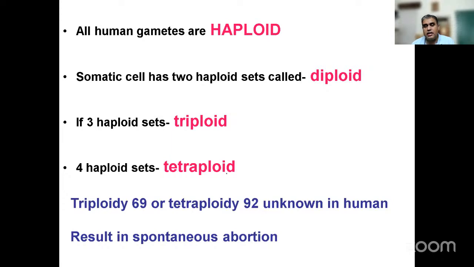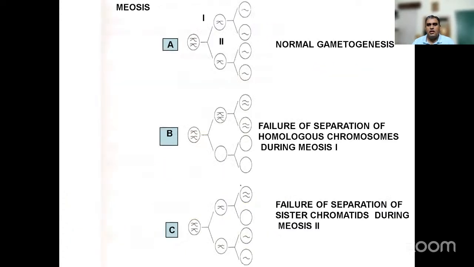We discussed that in our fertilization part of the first lecture of embryology, if I remember. Guys, we have done around 5 lectures of embryology, do look at that too. A somatic cell is diploid, three sets is triploid, four is tetraploid. Triploid 69 and tetraploid 92 are unknown in humans, and the results are spontaneous abortions. I guess we have seen meiosis.